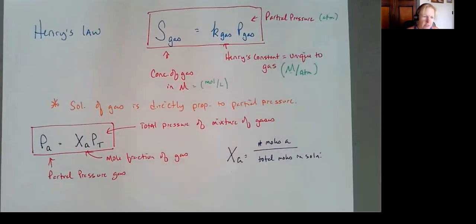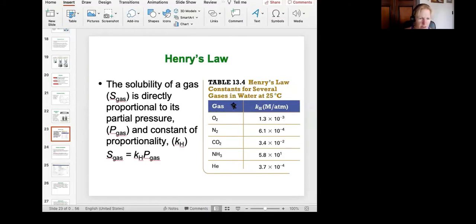Okay, so let's look at some of these constants that we have for Henry's law. Here is a table, and what you see here is O2, N2, CO2, NH3, helium. These all have very different constants for Henry's law. This would not be something that you would be required to memorize, but if you were given an equation where you're solving for the solubility of a gas or the partial pressure of a gas given the solubility, you would want to refer back to this table, which is in your textbook, to see what the constant is if it wasn't given to you.